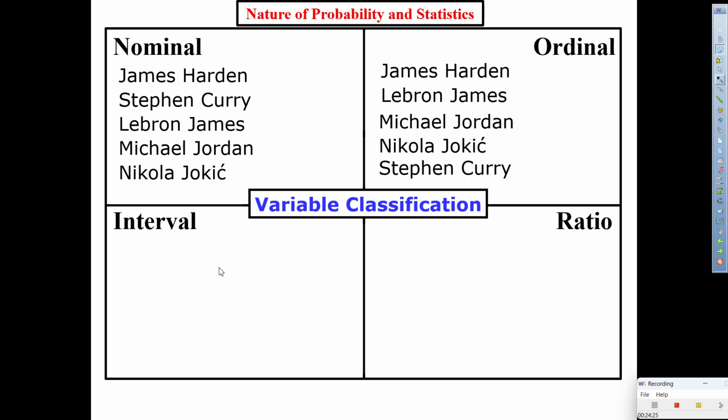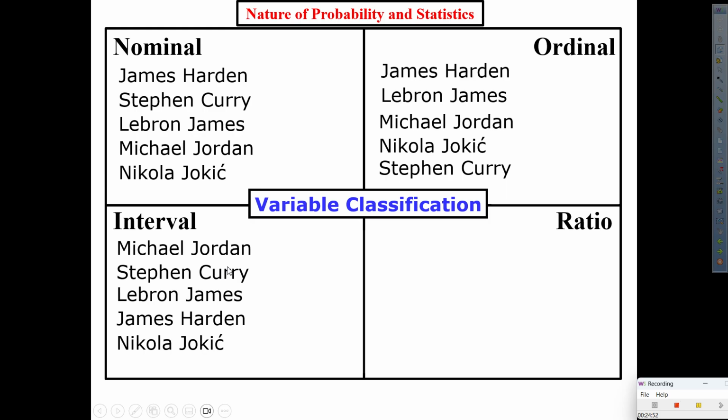Okay, let me go now to interval. Not that some of you are distracted or anything. Here it goes. Interval. Michael Jordan, Stephen Curry, LeBron, James Harden, Nikola. What did I use to organize it now with precise order? I used the greatest to the least.